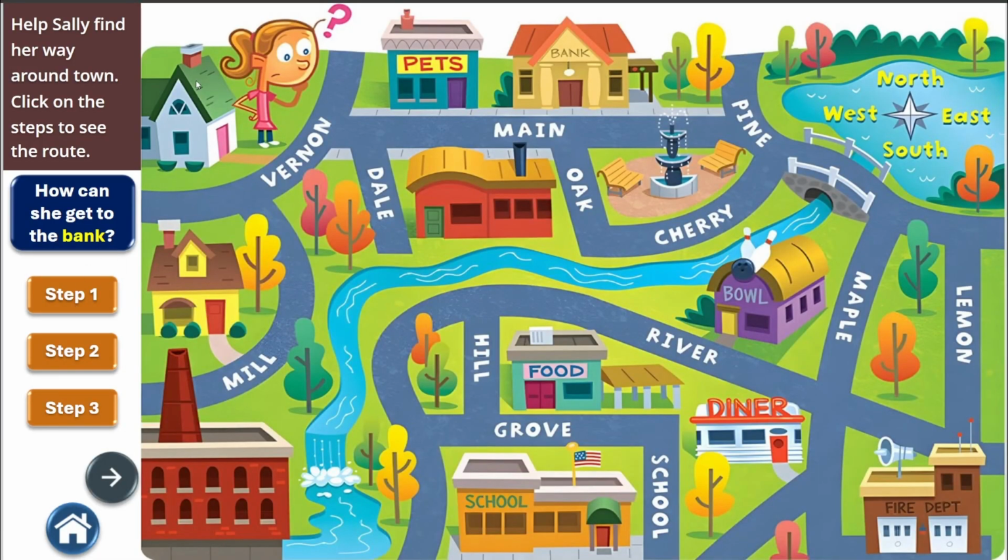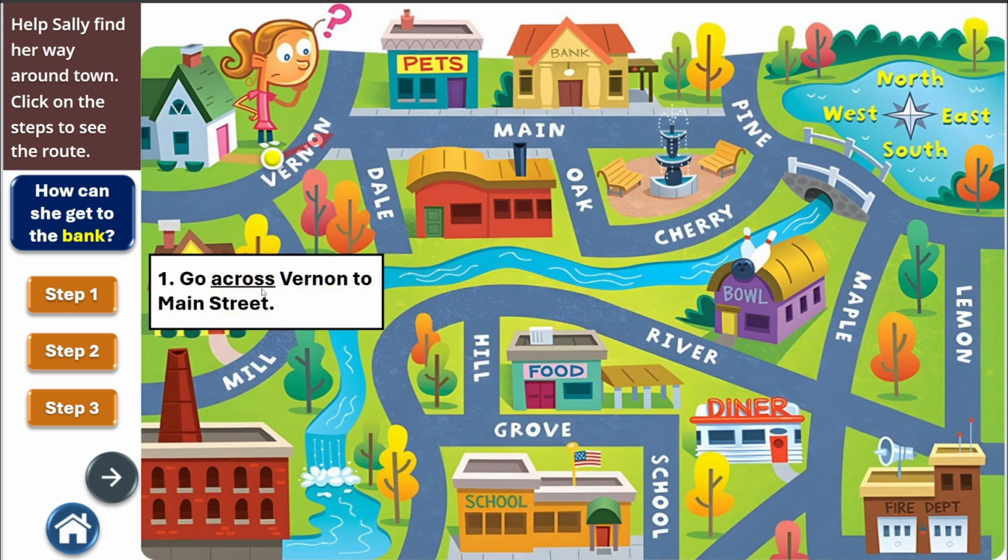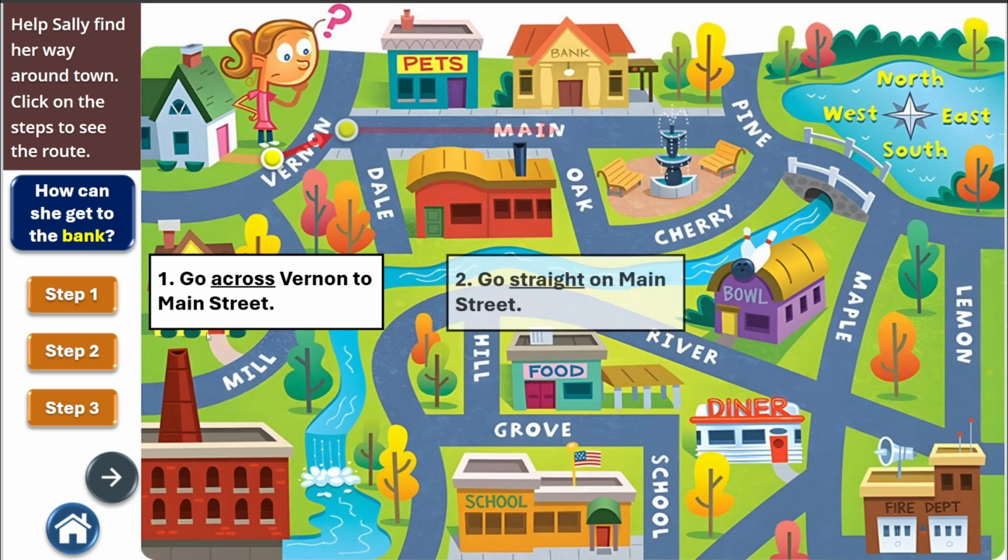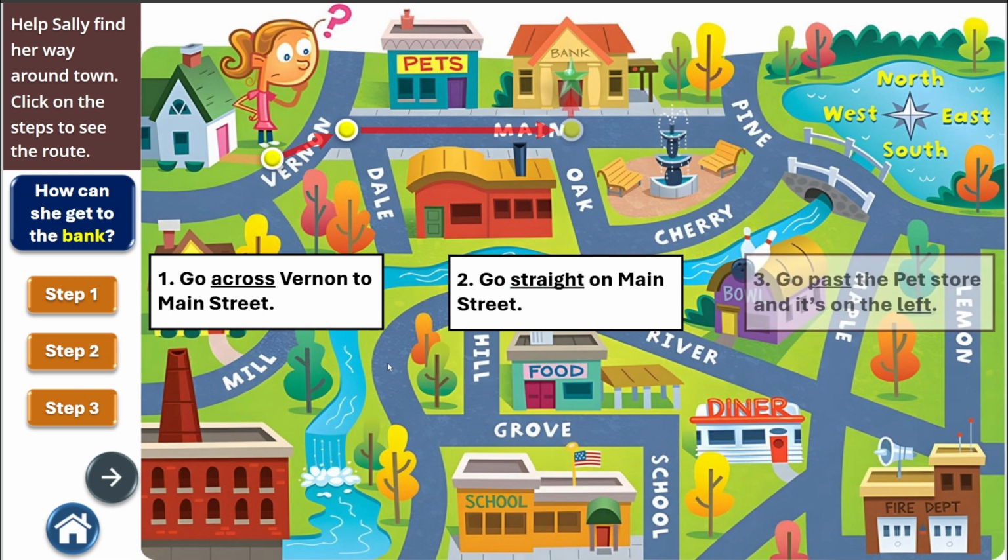Another cool review is the map practice, where you're going to come here and give the steps on how Sally can find her way around the town. So in this one, we need to see how Sally can get to the bank. In step 1, she goes across Vernon Street to Main Street. In step 2, she goes straight on Main Street. And in step 3, she goes past the pet store and it's on the left. So it's a great way to review these words.